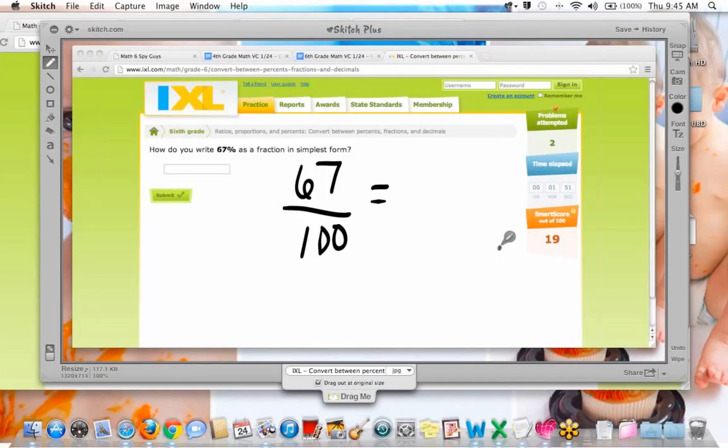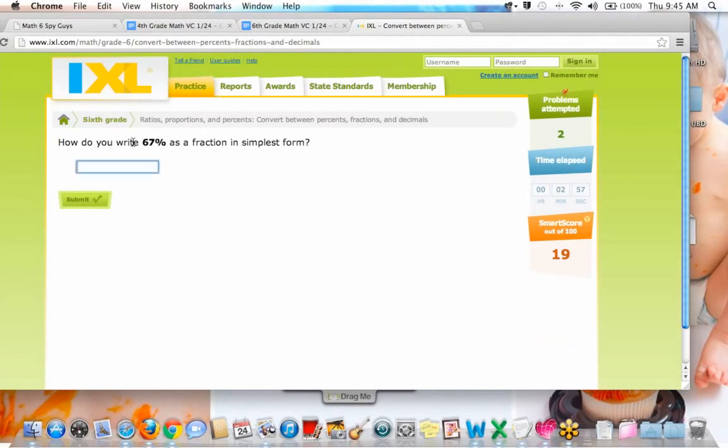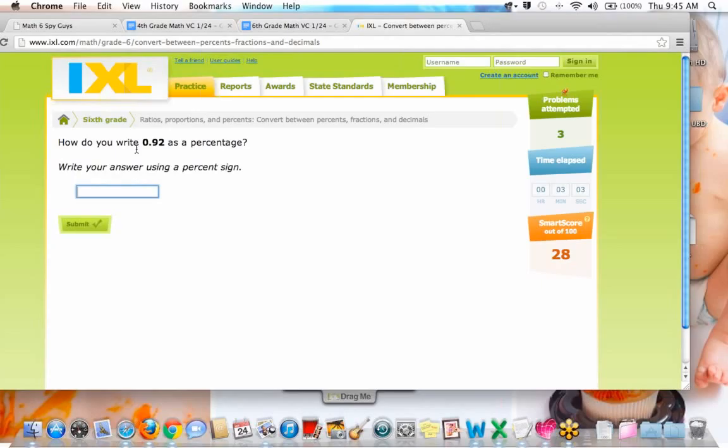Actually, I did that wrong. I didn't mean to do that. Okay, yeah. Looking at that 7, you pretty much know that it's not going to be divisible by any other number. So there we go. I think I'm going to write this correctly. I'm not sure exactly how they want me to do it, but okay, perfect. All right. How do you write 92 hundredths as a percentage?